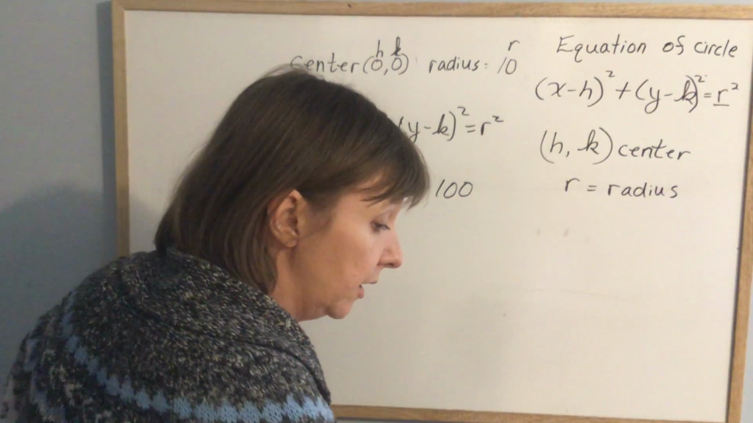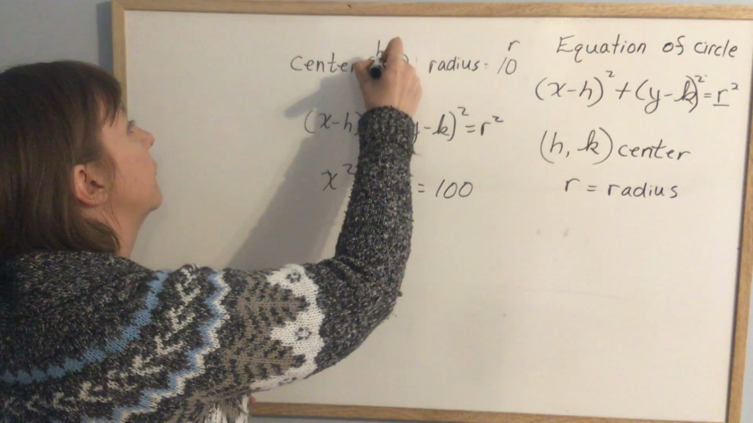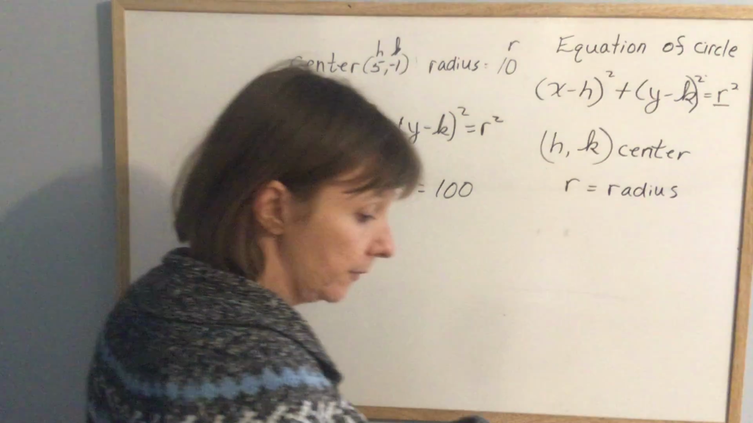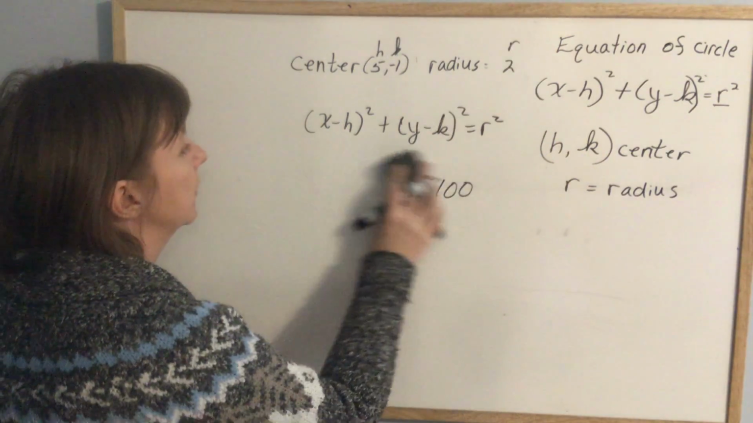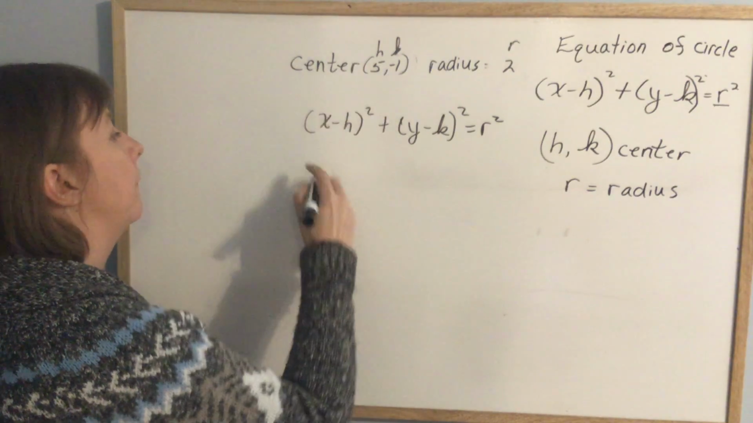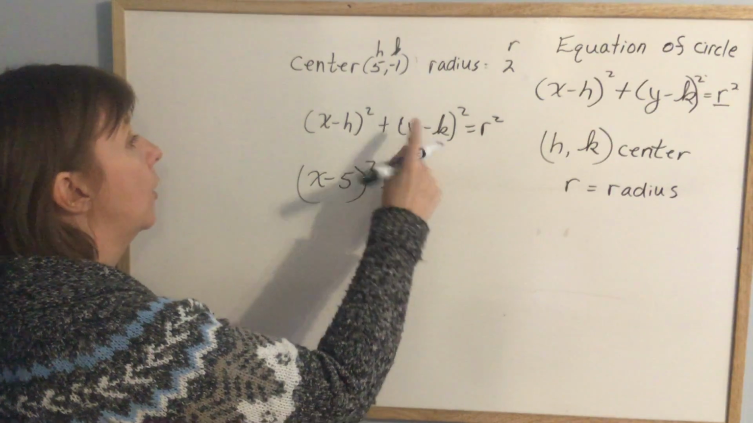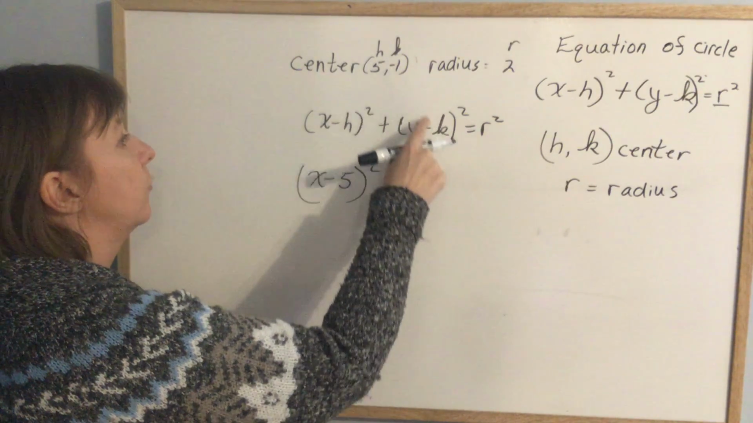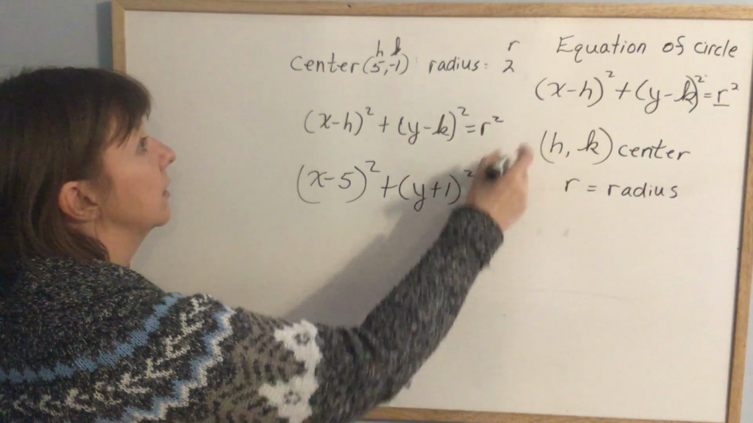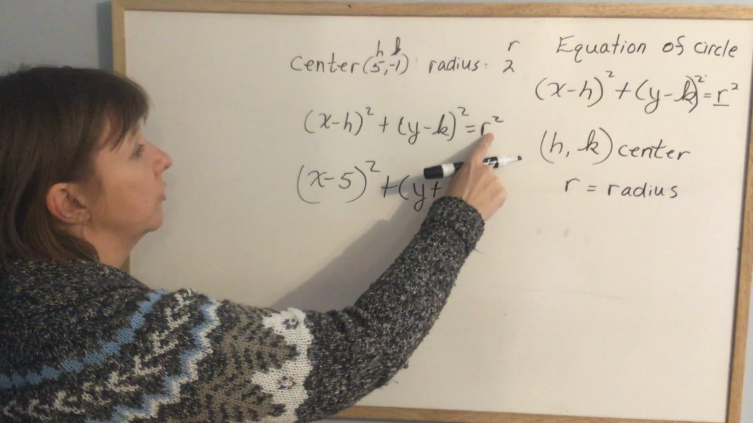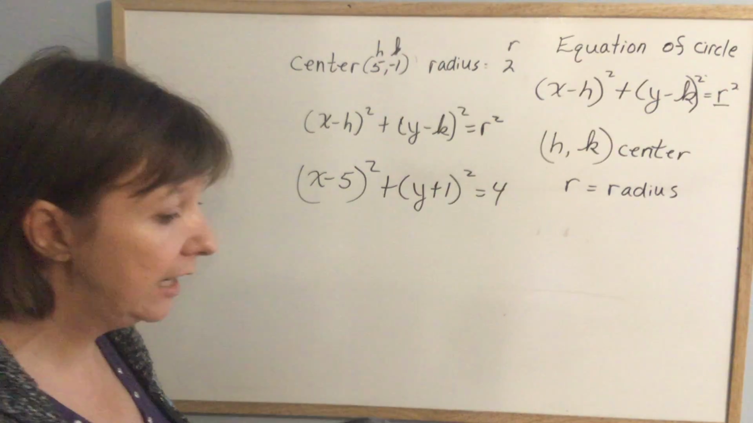So in part B, this time, they tell you your center is 5 and negative 1. And they tell you your radius is 2. So it's going to be x minus 5 squared plus y minus negative 1. If I have a minus a negative, that's actually going to be plus 1 squared is equal to r, which is 2 squared, which is 4. That's all you have to do. Are you all going yay? You should be.